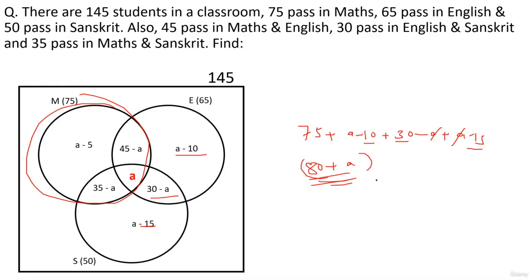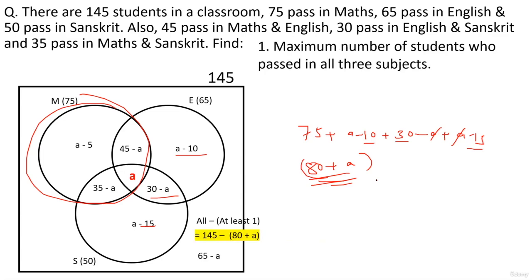Now you want to find the people who are passing in none of them. तो हम क्या करेंगे? Total 145 में से हम at least one वाले subtract कर देंगे, right? So you will get 145 minus 80 plus a, or you get 65 minus a, right? Now we look at the questions.